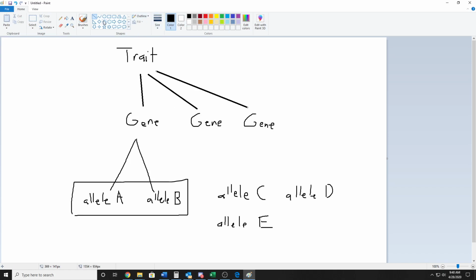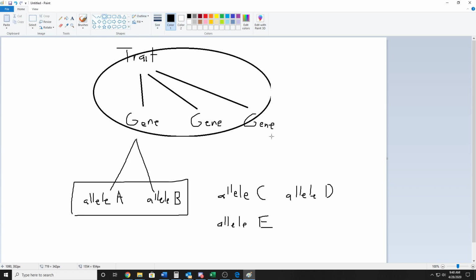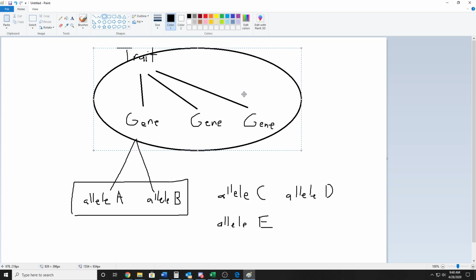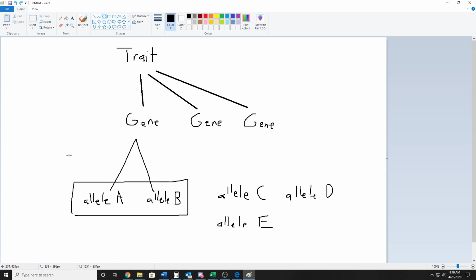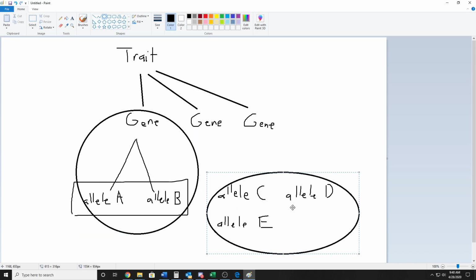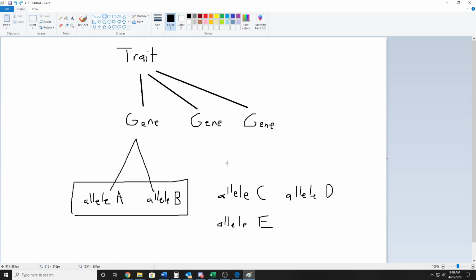So again, when you have multiple genes that control a trait, this is a polygenic trait. However, when you have a gene that has more than 2 possible alleles that can make up its genotype, then you're looking at a multiple allele trait. So that is the difference there. Okay?